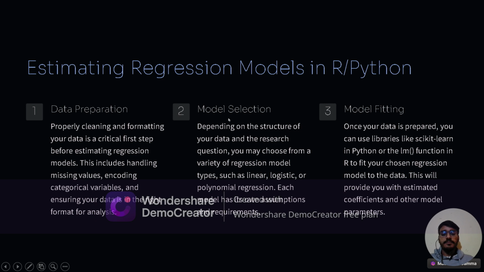Model selection. Depending on the structure of your data and the research question, you may choose from a variety of regression model types such as linear, logistic, or polynomial regression. Each model has its own assumptions and requirements. The third point is model fitting. Once your data is prepared, you can use libraries like scikit-learn in Python or the lm function in R to fit your chosen regression model to the data. This will provide you with estimated coefficients and other model parameters.